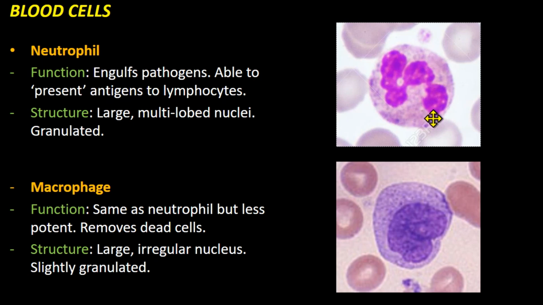The structure of it is that it is a very large cell with multi-lobed nuclei. It is a granulated cell. Then we have macrophages, which are similar in function, but they are less potent. These are also used to remove any dead cells. So they have a large, more irregularly shaped, kind of folded nucleus, and they are slightly granulated.